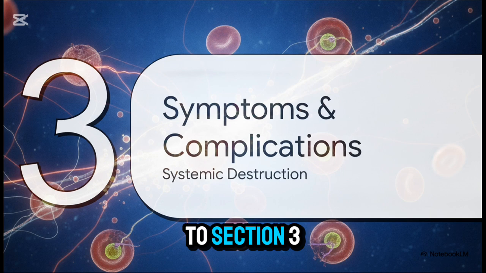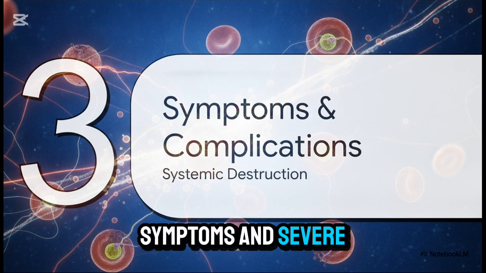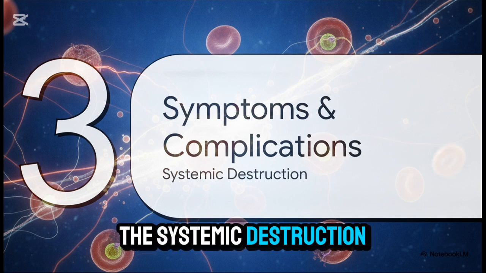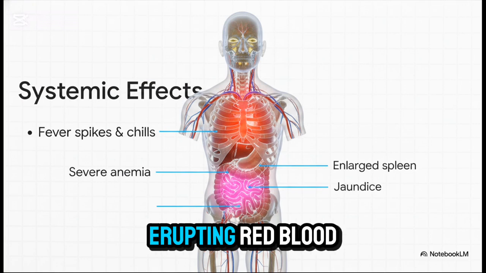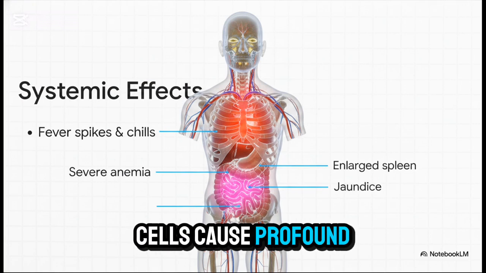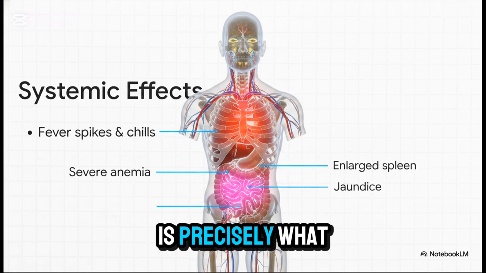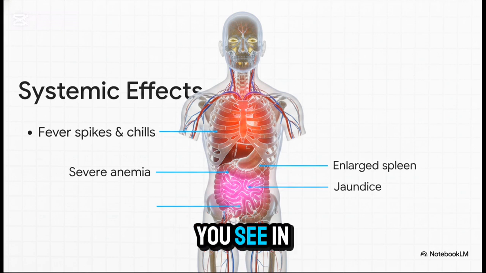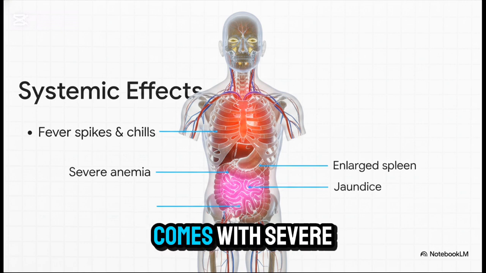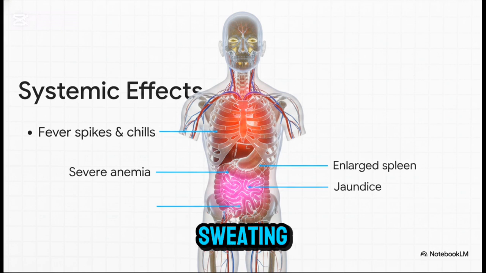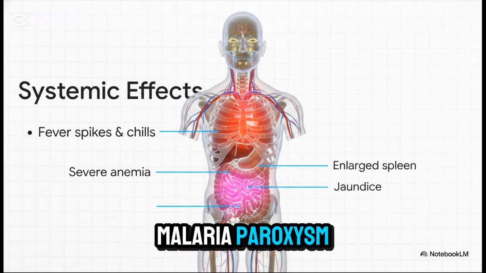Which brings us to Section 3, symptoms and severe complications, the systemic destruction phase. All of those erupting red blood cells cause profound systemic effects. In fact, the synchronized bursting of those cells is precisely what triggers the intense fever spikes you see in malaria patients. And this usually comes with severe chills and heavy sweating, a triad known as the classic malaria paroxysm.